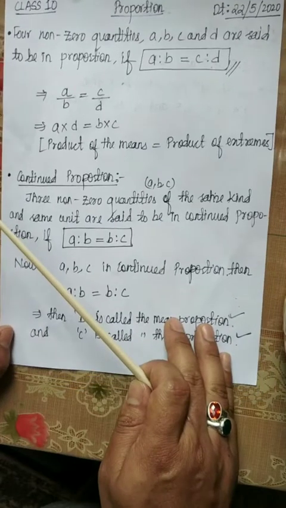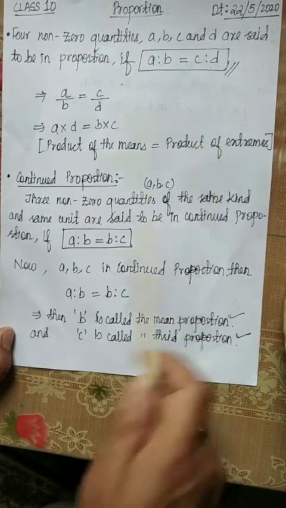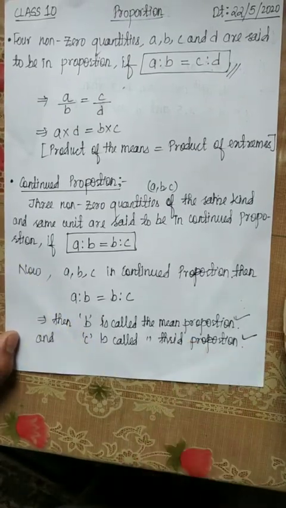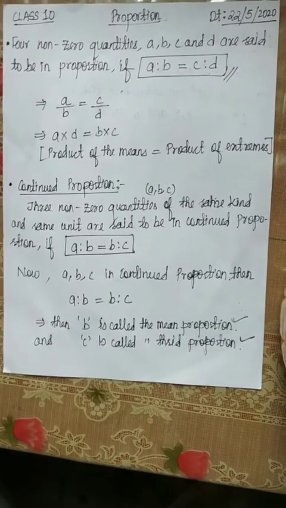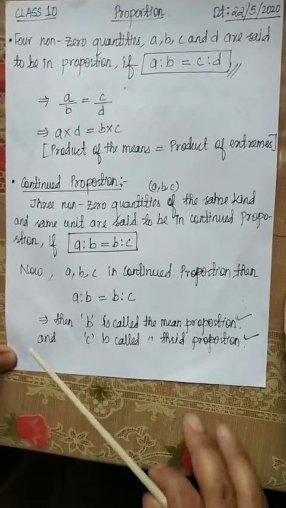So we can also put it this way: if four quantities are in proportion, then the product of the means is equal to the product of the extremes. Pause the video to note down. Okay, so that was proportion. Let's now understand continued proportion.